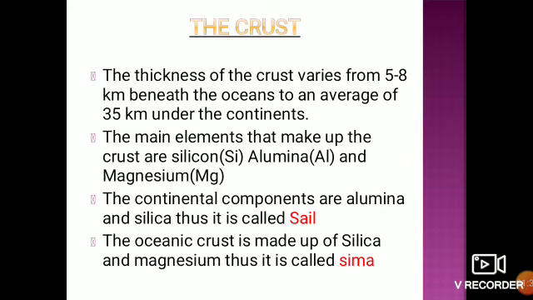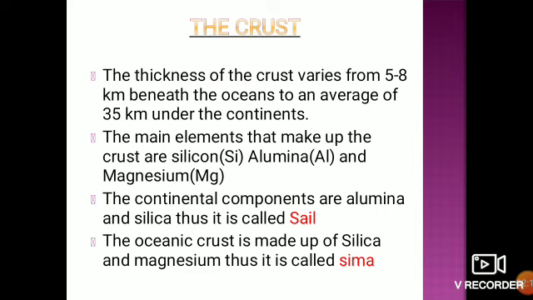The crust is the outermost layer of the Earth's surface. The thickness of the crust varies from 5 to 8 km beneath the oceans to an average of 35 km under the continental landmass. The main elements that make up the crust are silicon, denoted by the symbol Si, alumina, denoted by the symbol Al, and magnesium, denoted by Mg. The main components of the continental landmass are silica and alumina.